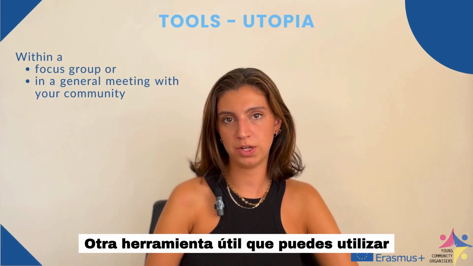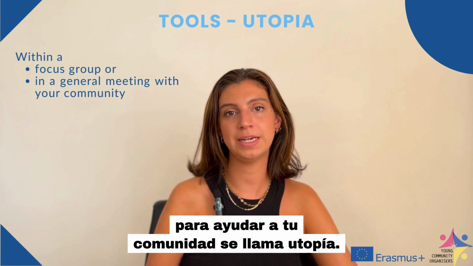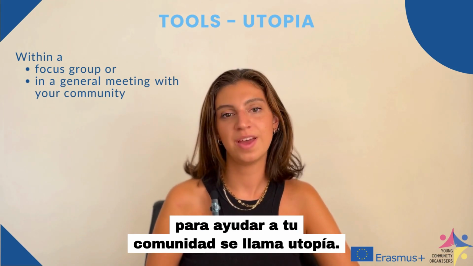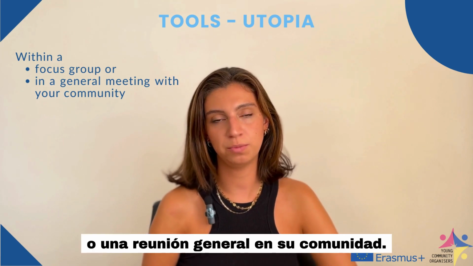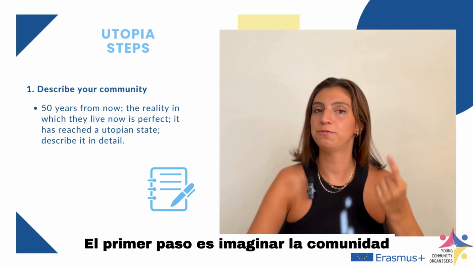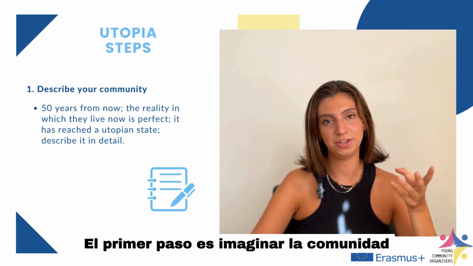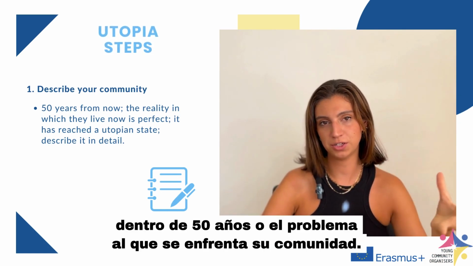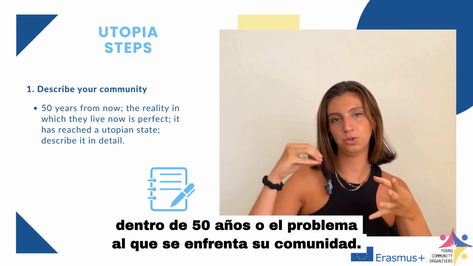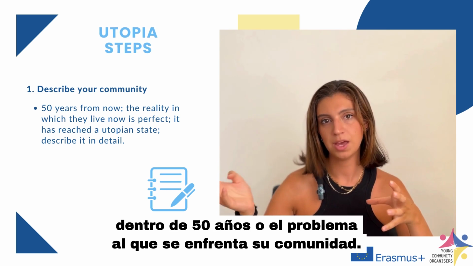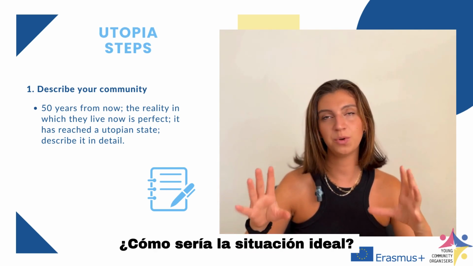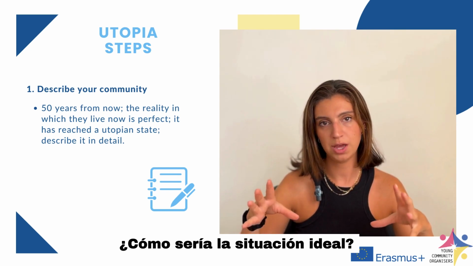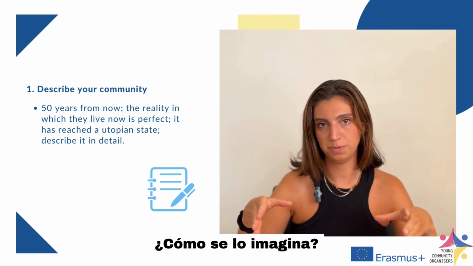Another useful tool that you can use to help your community is called Utopia. You can use this activity within a focus group or a general meeting within your community. The first step is to imagine the community 50 years from now, or the issue that your community is trying to face. How would the situation be in 50 years? How would the ideal situation be? How would you imagine it to be?